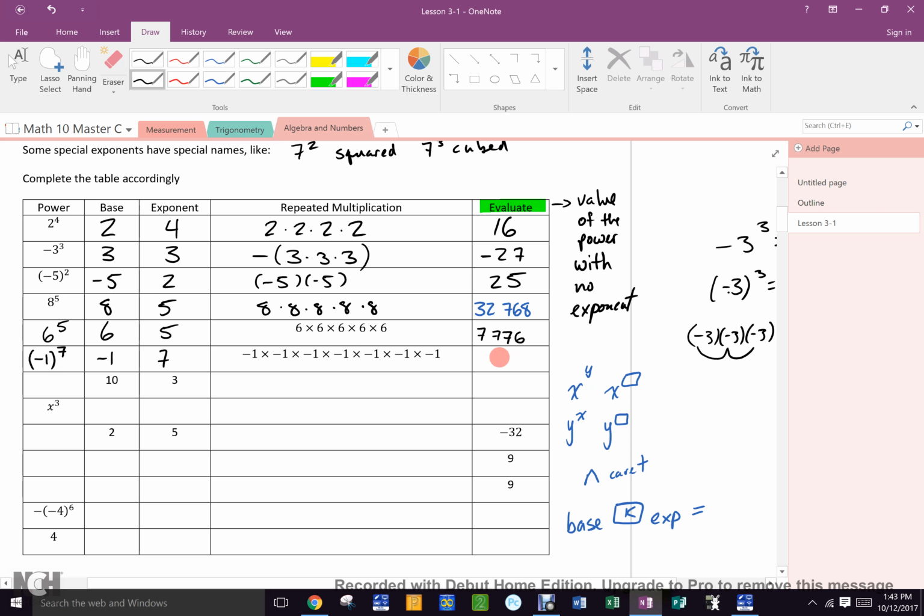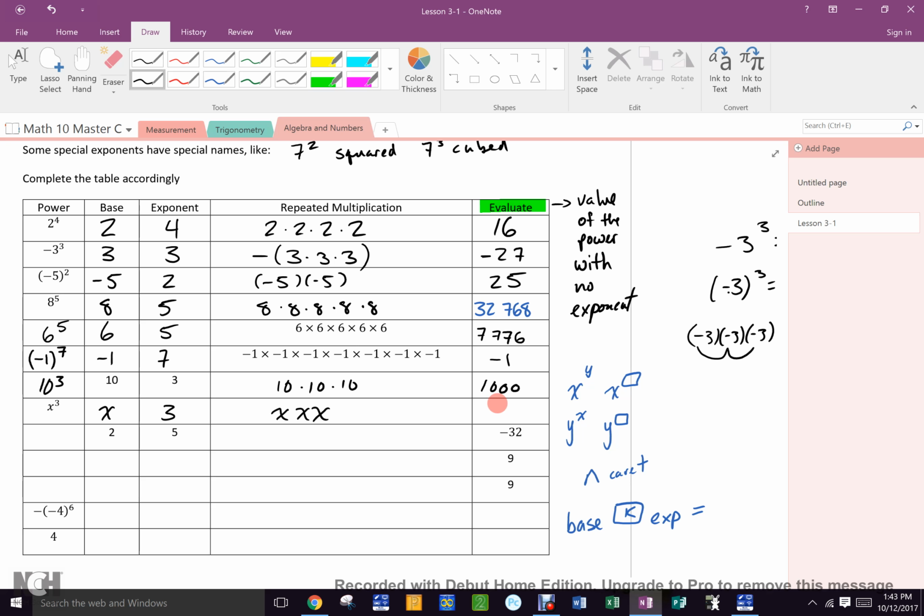What is the value? -1. 10 cubed is what? 10 times 10 times 10. What's the value? 1,000. What's the power? 10 cubed. X cubed, what's the base? What's the power? What's the repeated multiplication? X, X, X. What's the evaluation? No. X cubed.